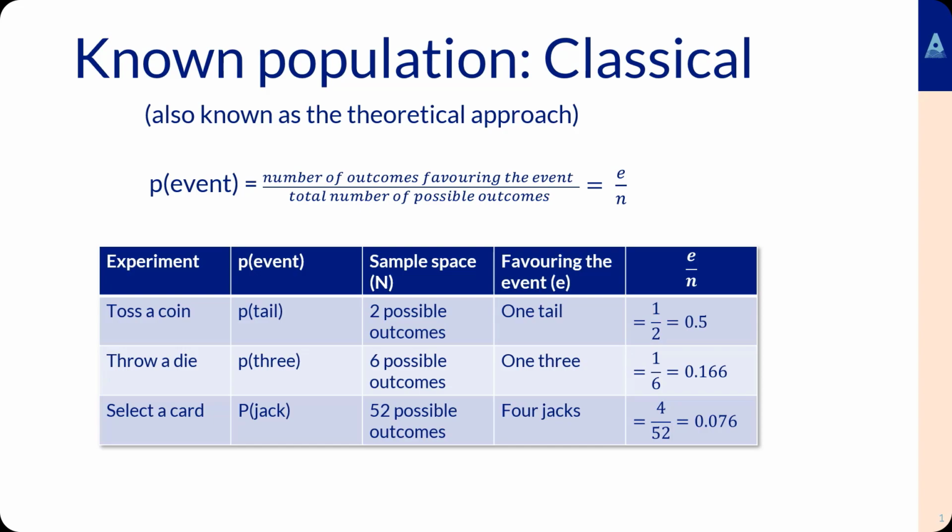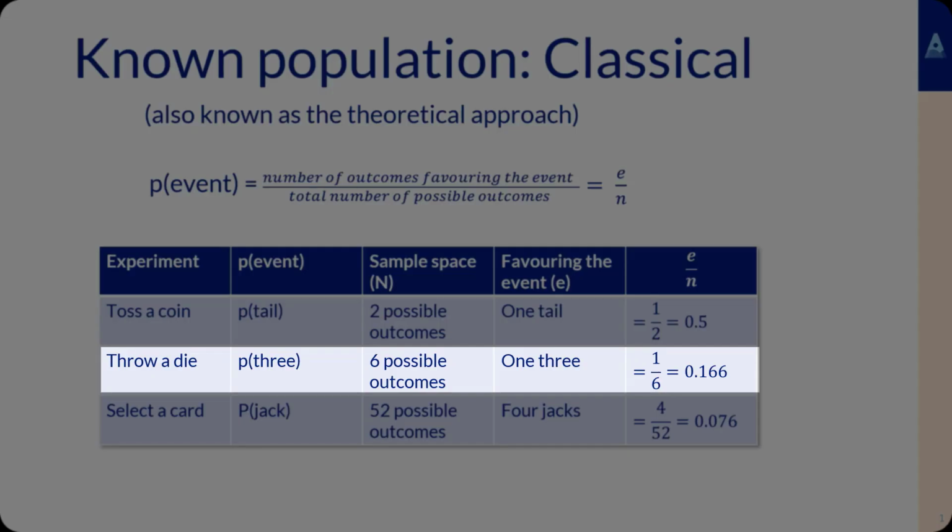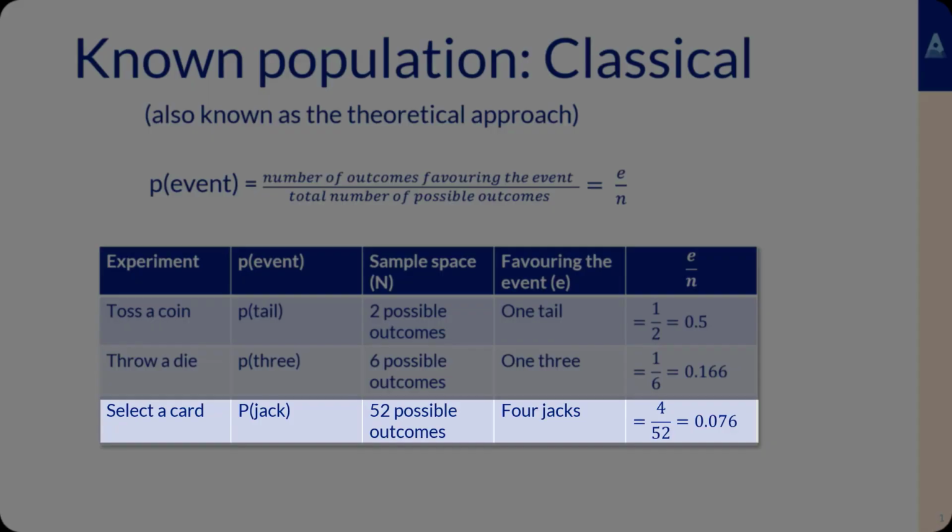Similarly, for a die, if we throw a die, what's the probability of getting a 3? There are 6 sides to a die, so there are 6 possible outcomes. One of those is a 3, so the probability is 1 in 6, or 0.166. And the same goes for selecting a card. What's the probability that we'll select a jack? There are 52 possible cards, 4 of them are jacks, and we can work out a probability from that.